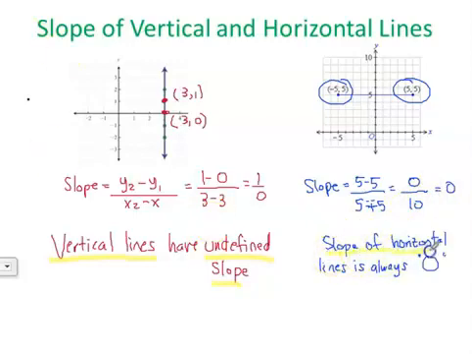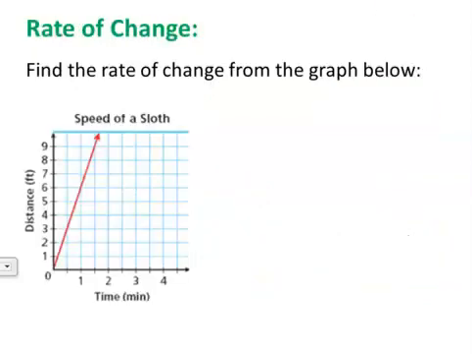So just a review, but put those in your math notebook right now. Vertical lines will always have undefined slope, and horizontal lines will always have a slope of 0. So put that in your notes right now. And we're going to keep going.